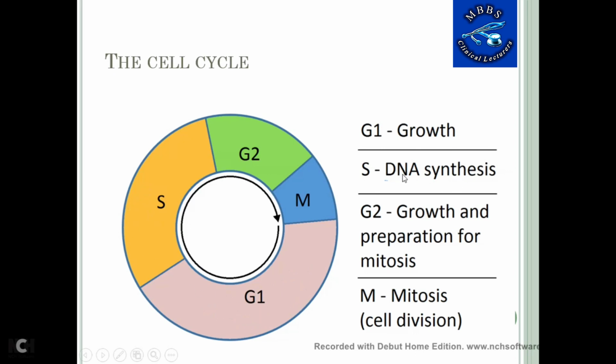S phase is actually the synthesis phase, in which there is DNA synthesis, and after which comes the G2 phase, which is the growth and preparation. The cell is being prepared for mitosis of the next cell division. And the M stands for mitosis, that is the cell division, exact cell division occurs in this phase. So there are basically four phases of cells.